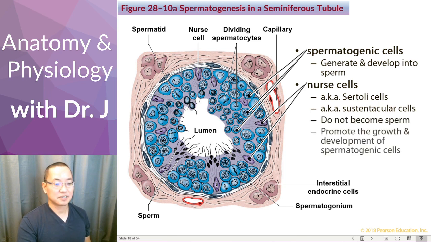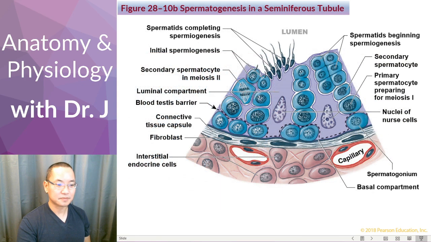So again, they do not become sperm. They promote the growth of sperm. They are important, but they do not become sperm. And they also form something called the blood-testes barrier. We'll get to that really quickly.